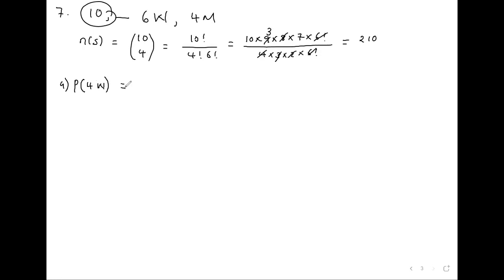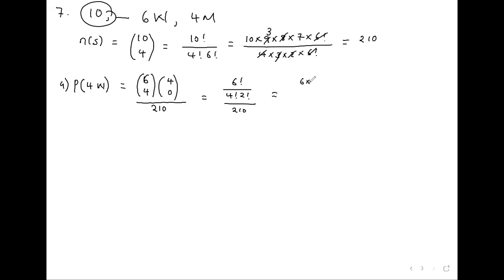Simple. How many are we choosing altogether? 4 people are chosen, and they're all women, meaning 0 men. So from women, there are 6. Choose 4. And for men, there are 4. You choose 0, over 210. This is 6 factorial over 4 factorial 2 factorial, over 210.